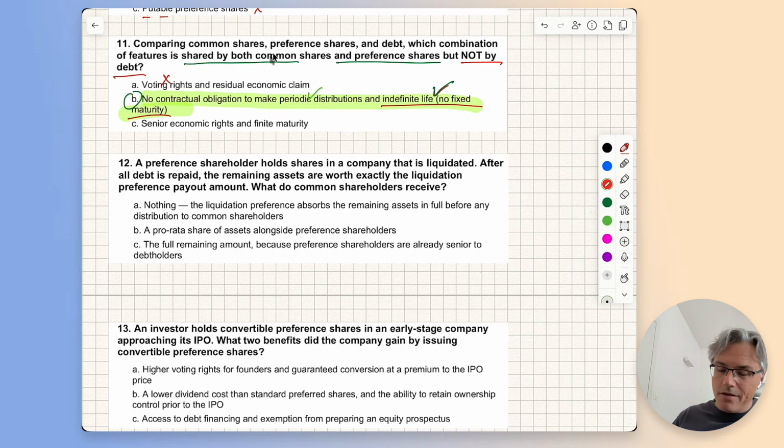Senior economic rights and finite maturity. Of course, finite maturity is completely wrong. That's not true of shares. And senior economic rights is not true. It's actually debt. This would be a description of the position of debt holders rather than shareholders.